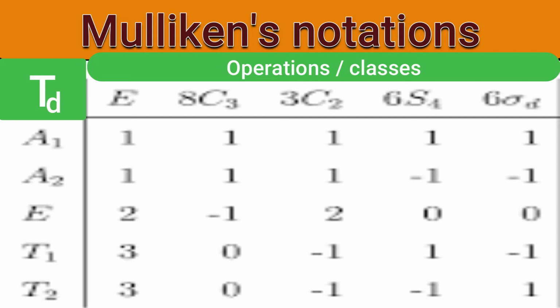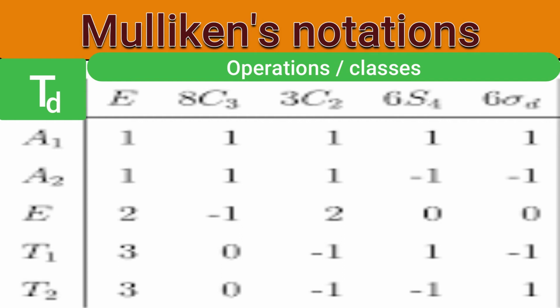See the fourth irreducible representation. Dimension is 3, so I have to use capital T. By the way, the fifth irreducible representation also has dimension 3, so there also I have to use capital T. Now distinguishing between them is important. Now how can I distinguish?